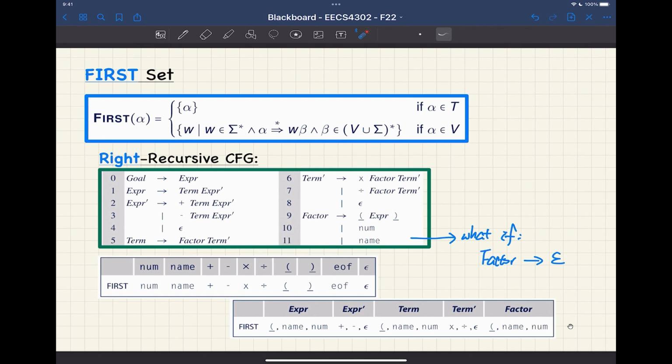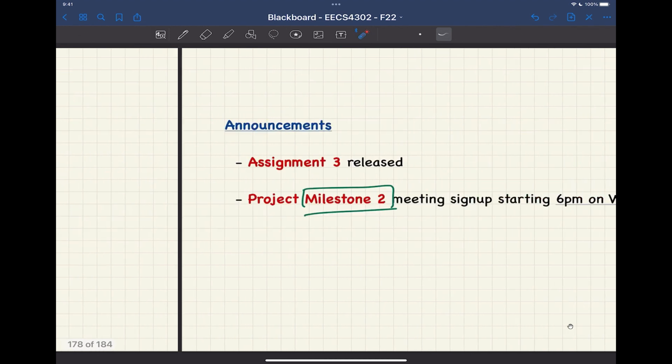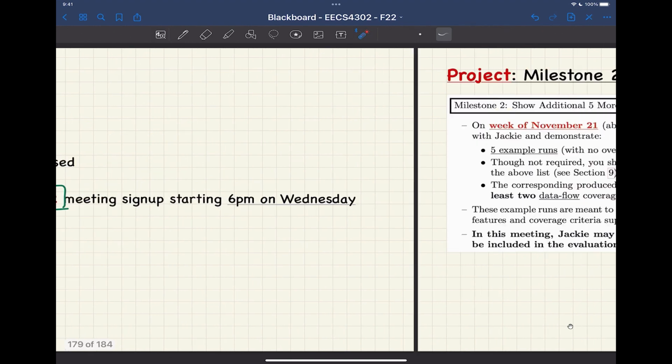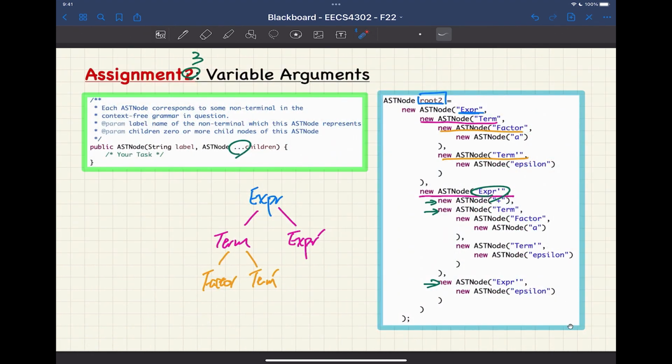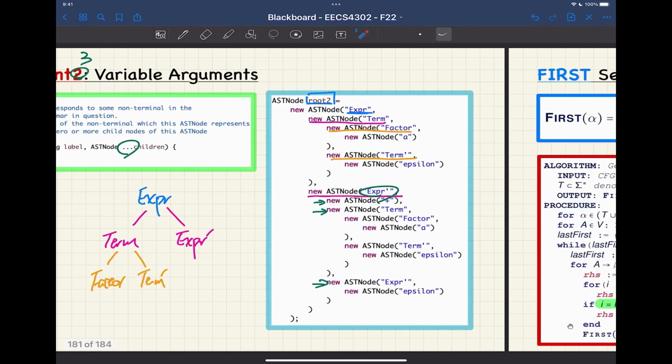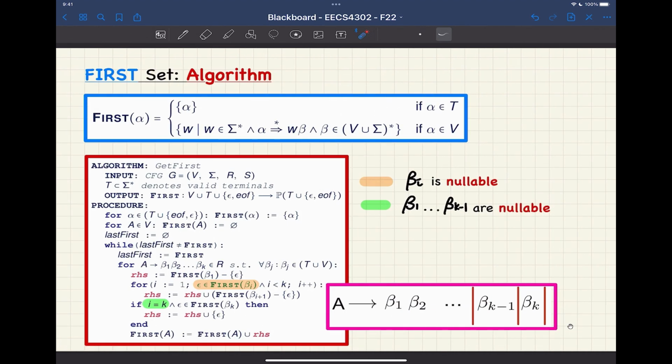Okay? Let's now, first of all, go over some definition for the first set. Oh, so here, I don't need to go over. That's basically from your project description about milestone 2. Nothing has changed, but I'll make it more concrete when I release the PDF, most likely tomorrow or by Thursday's class. Okay, so that will be the algorithm for the first set.